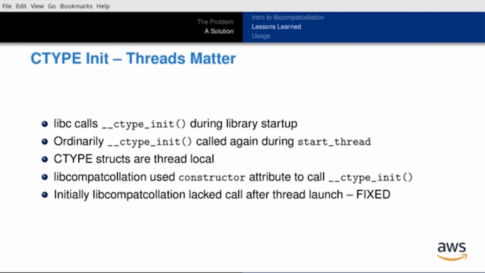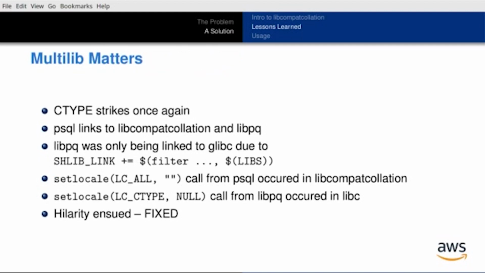So it turned out that I was using a constructor attribute to run this when the library first gets loaded, but I had to add something to make sure that every time those structs get touched, I check that the initialization was actually run. And if it wasn't, obviously run it.